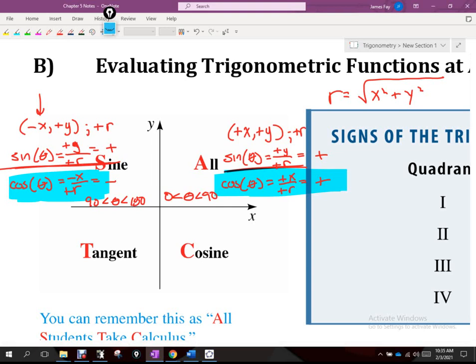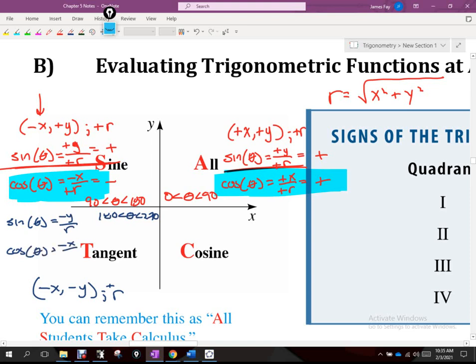Okay? Third quadrant. Every point in the third quadrant is negative x, comma, negative y, r being positive. So when I go sine of theta here, these are going to be thetas between 180 and 270. Sine of theta here would be negative y divided by r. Cosine of theta will be negative x divided by positive r. So sine would be negative, cosine would be negative in the third quadrant.